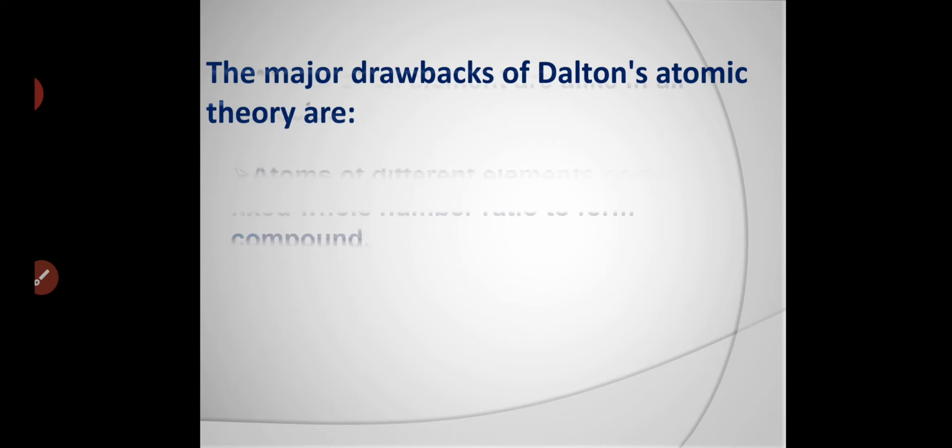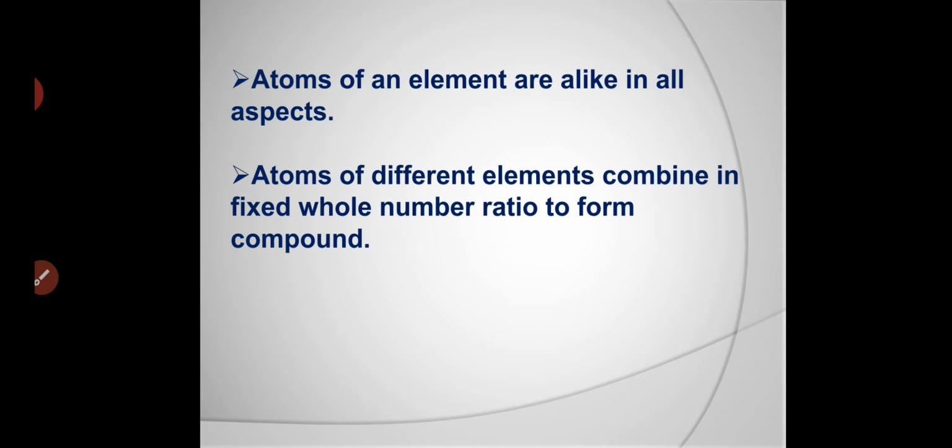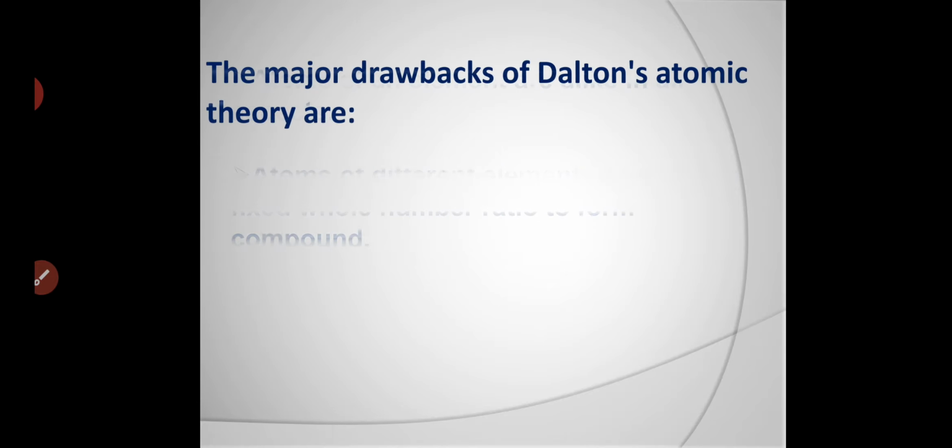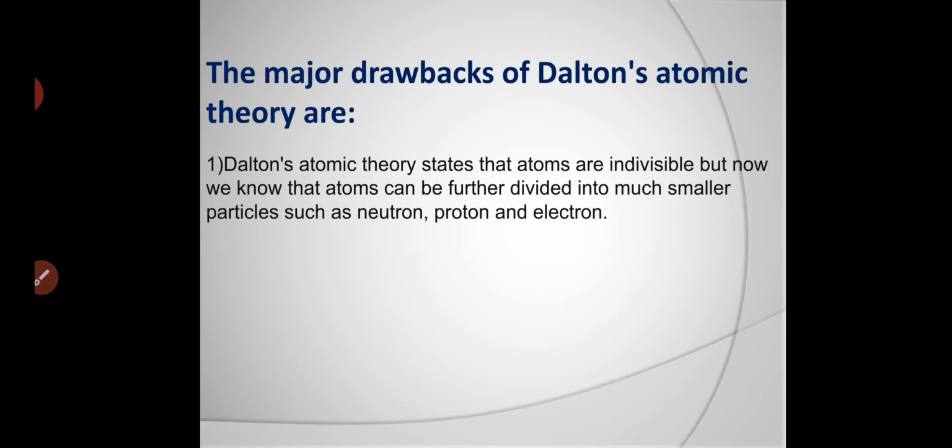Though Dalton gave that much theory, there are also some drawbacks. Dalton failed to explain some points, and in the theory he gave, some points proved wrong. He did not have any reason to explain why they are wrong. That's why we say there are drawbacks of Dalton's atomic theory. So what are the drawbacks?